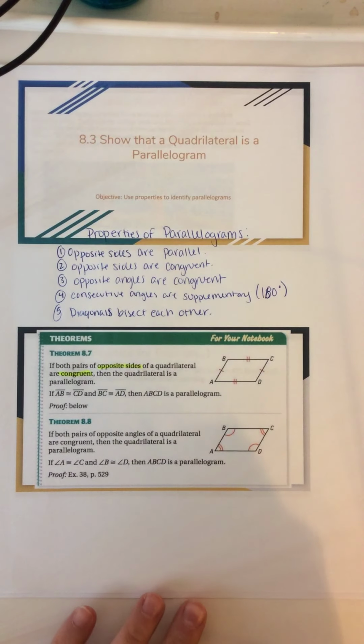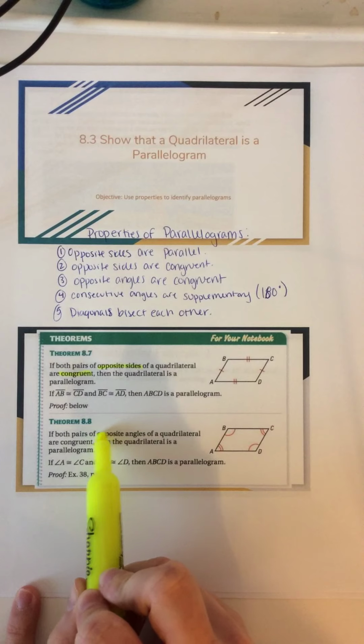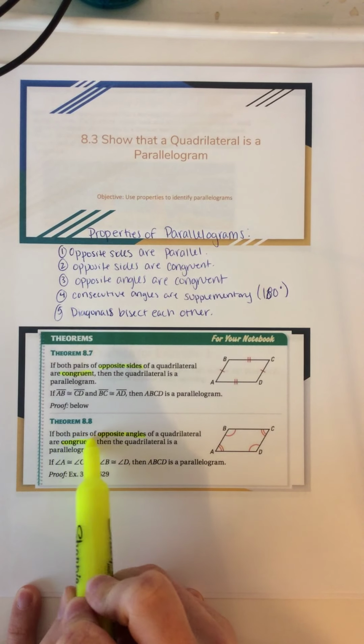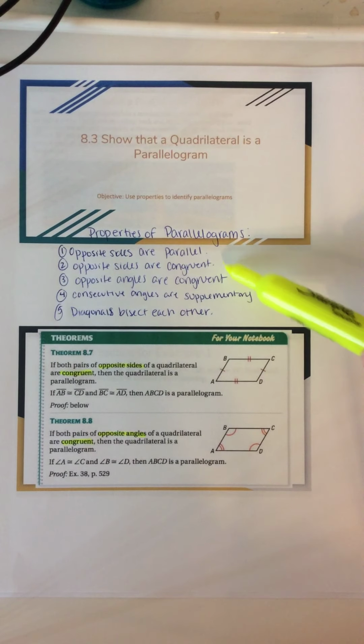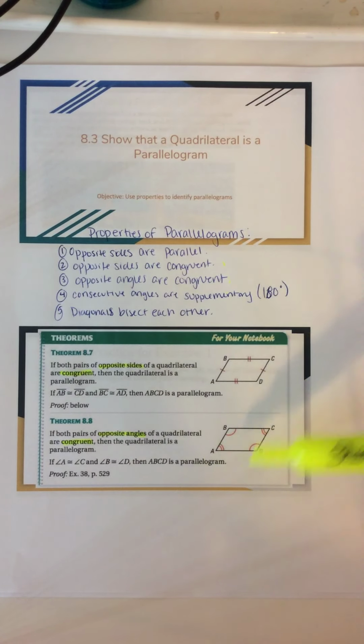And very similarly, if both pairs of opposite angles are congruent, then it's enough to say it's a parallelogram. Same idea, using these 2 theorems right here. We're just taking the converse of it and saying, okay, if we show this, we know it's a parallelogram. So it's a little bit more showing and proving and less just solving. So let's take a look at our first example here.